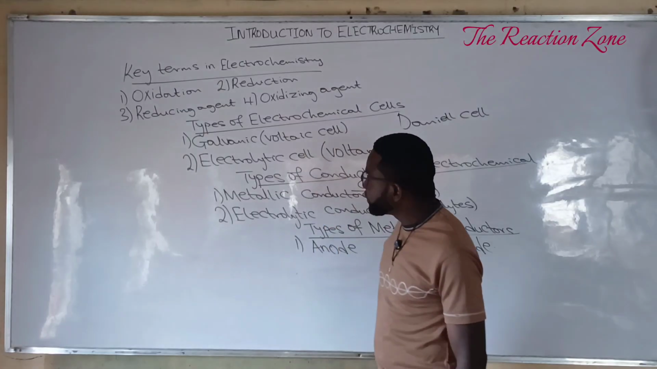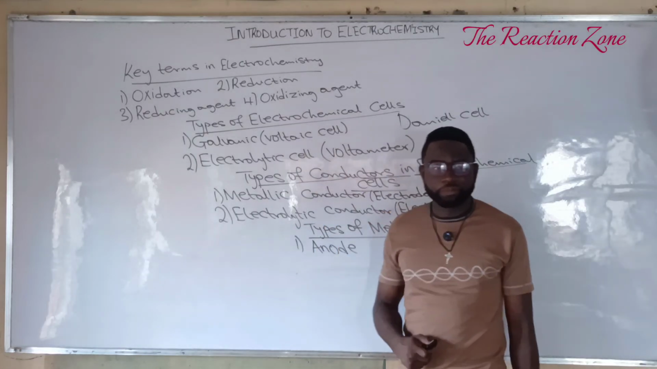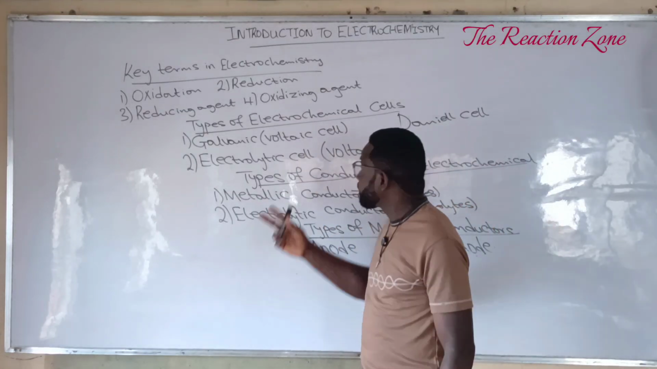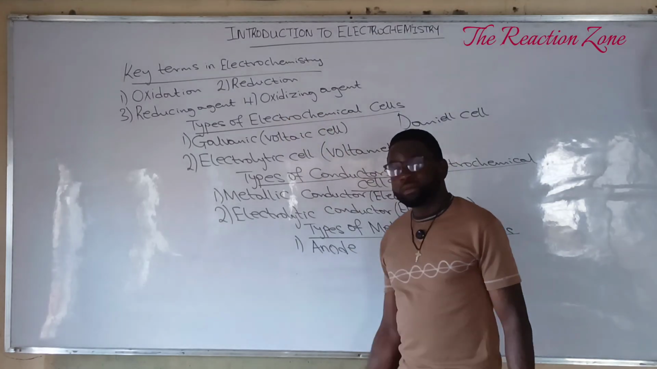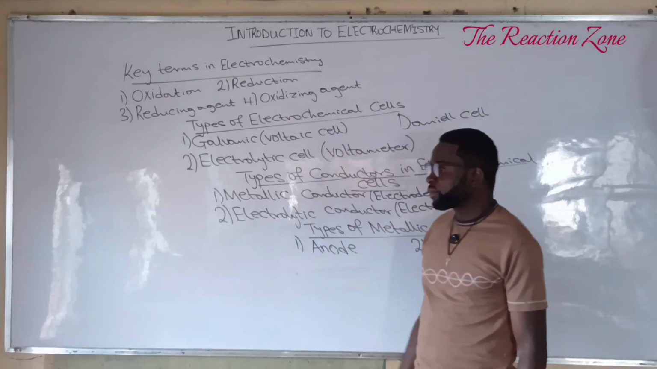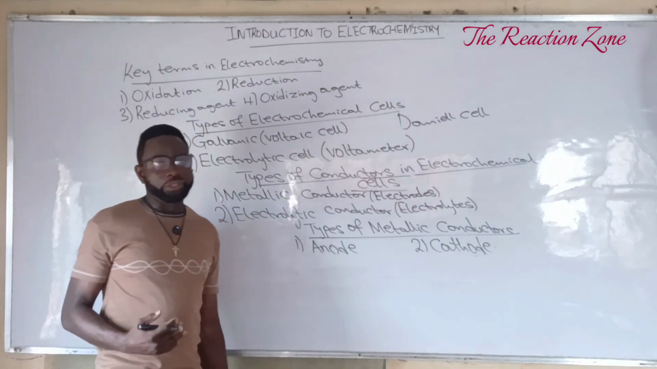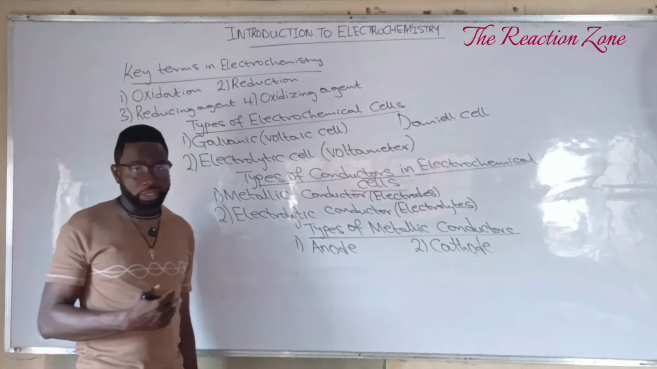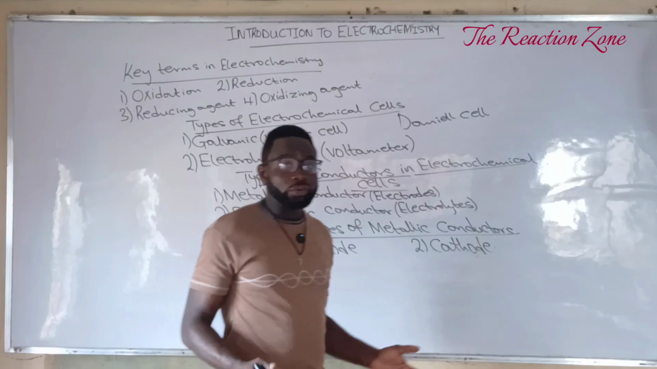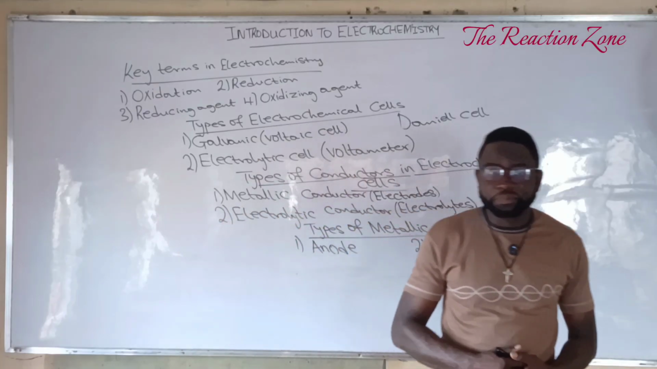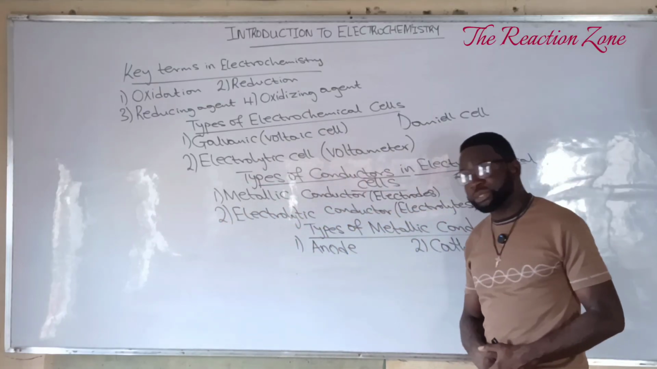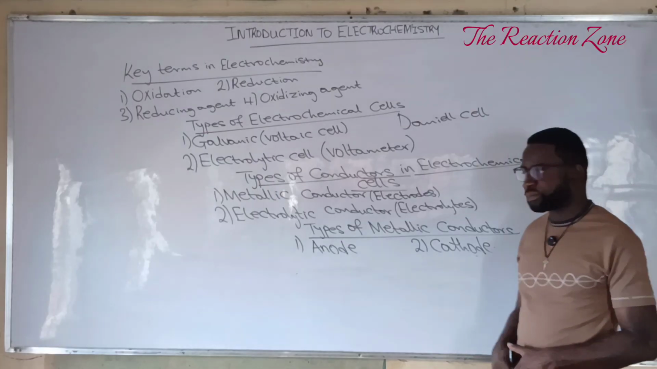Oxidation involves the loss of electrons. Reduction involves gain of electrons. A reducing agent is a substance that donates electrons. An oxidizing agent, on the other hand, is a substance that accepts electrons.